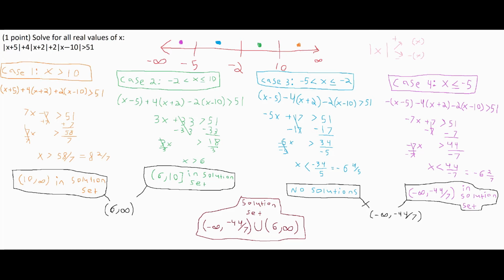So now that we have all the answers from the cases, we can start combining the different intervals. So from case 1 to case 2, we have 10 to infinity and 6 to 10. We can combine this together to make 6 to infinity. And for cases 3 and 4, there's no solutions for 3, so we just take what we have in 4. And so we can combine those and put them in order, and that means our solution set is negative infinity to negative 44 over 7, union 6 to infinity.